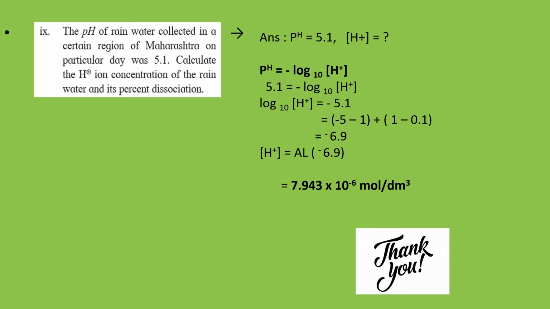So the H plus ion concentration of rainwater is 7.943 into 10 raised to minus 6 moles per decimeter cube. For the second part, to find out the percent of dissociation, the data is insufficient.